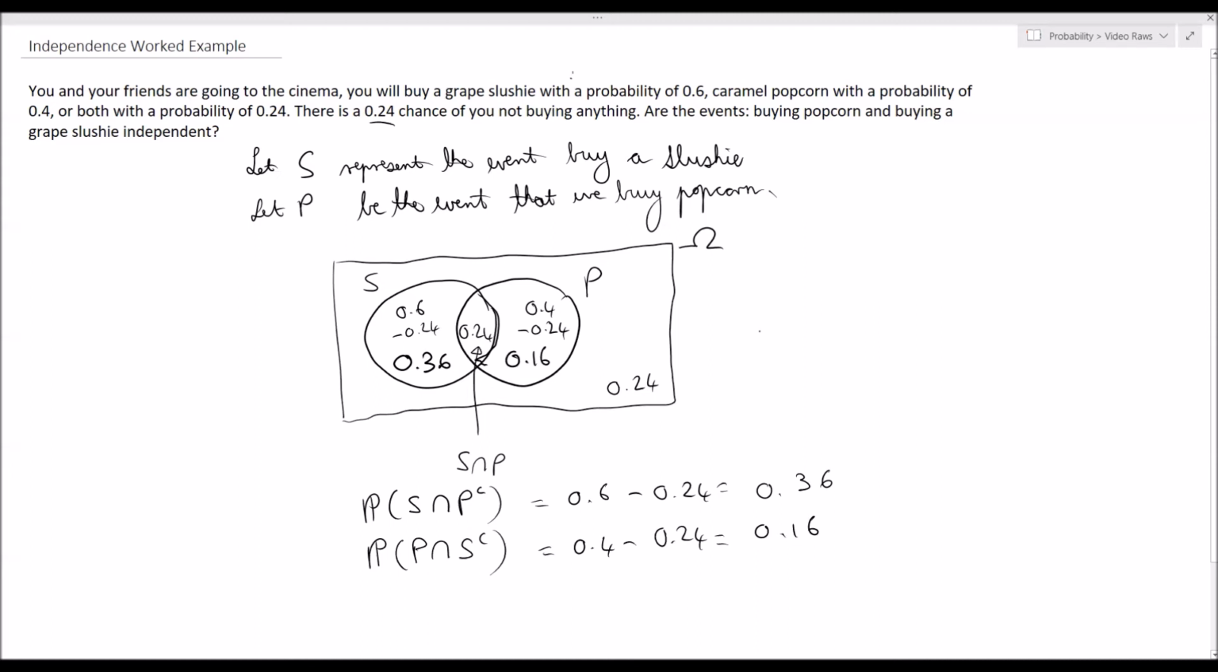Let's make sure that all our numbers add up to 1, because this is the entire sample space. All the events have to add up to 1. So we have 0.36 plus 0.24 plus 0.16 plus 0.24. This is the probability of all the things occurring. All of this adds up nicely to 1. So we are verifying that everything is accounted for, there's nothing strange here.